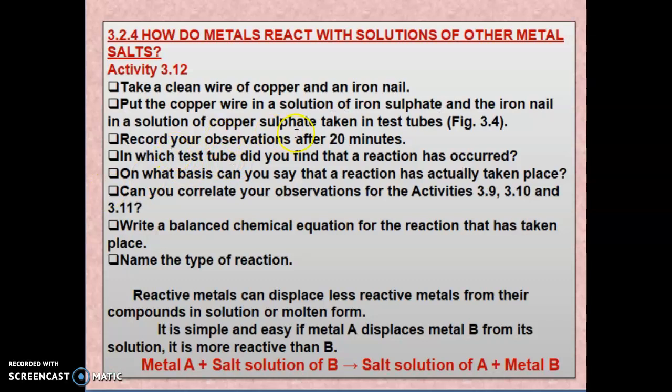Now record your observation after 20 minutes. In which test tube did you find that a reaction has occurred? On what basis can you say that a reaction has actually taken place? Can you correlate your observation with activities 3.9, 3.10 and 3.11? So we have seen already the activities 3.9, 3.10 and 3.11. Write a balanced equation for the reaction that has taken place and name the type of the reaction.